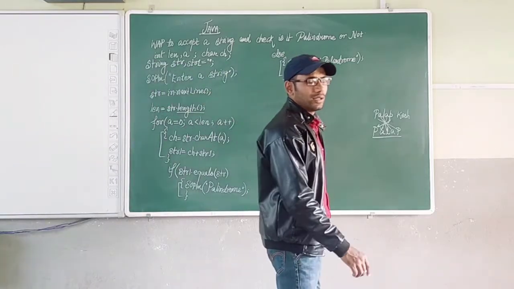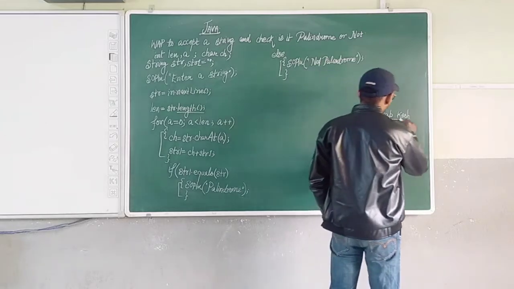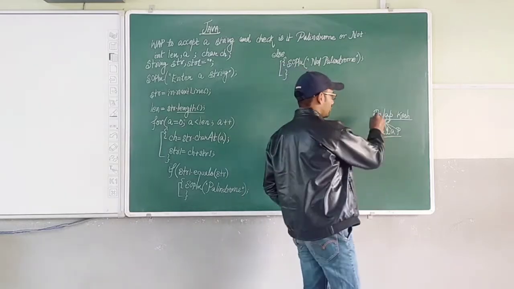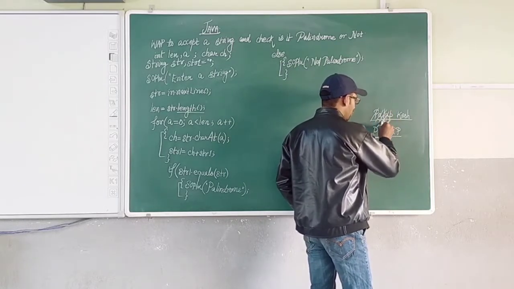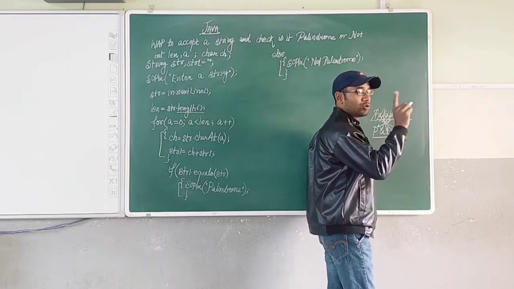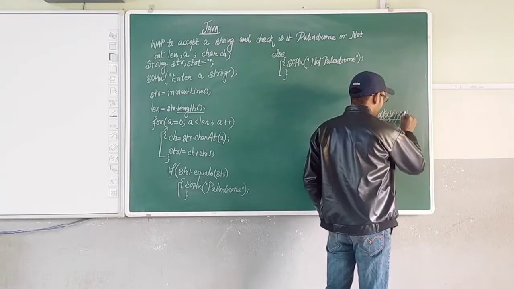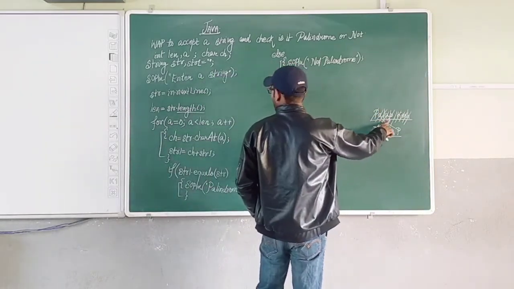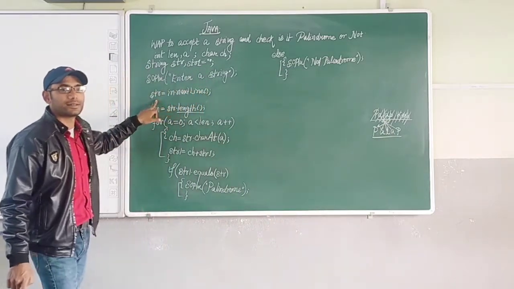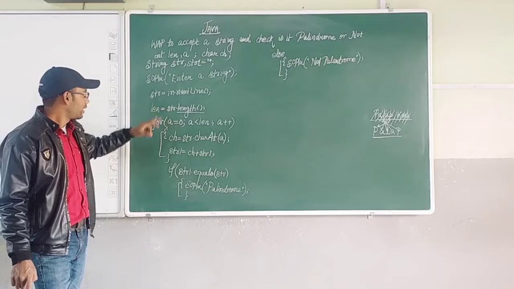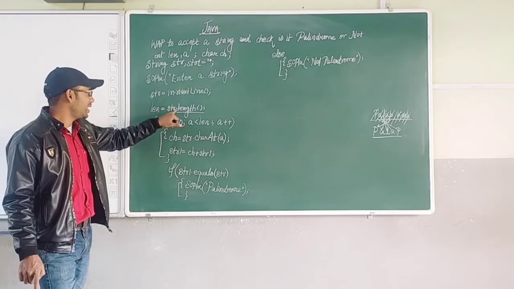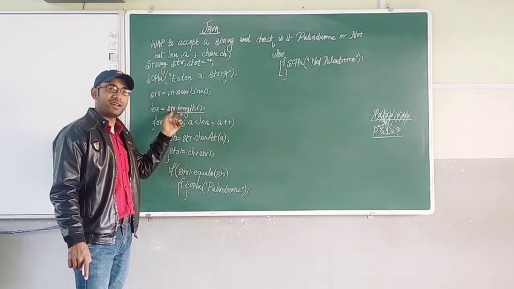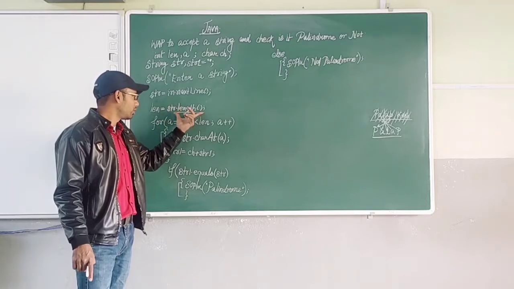For example, let's suppose user gave this particular thing. So, what will be the length of this one? 1, 2, 3, 4, 5. This space will also be counted. 6, 7, 8, 9, 10. This particular thing is stored inside str. And because we have written str.length, that means find out the length of whatever is there inside str.